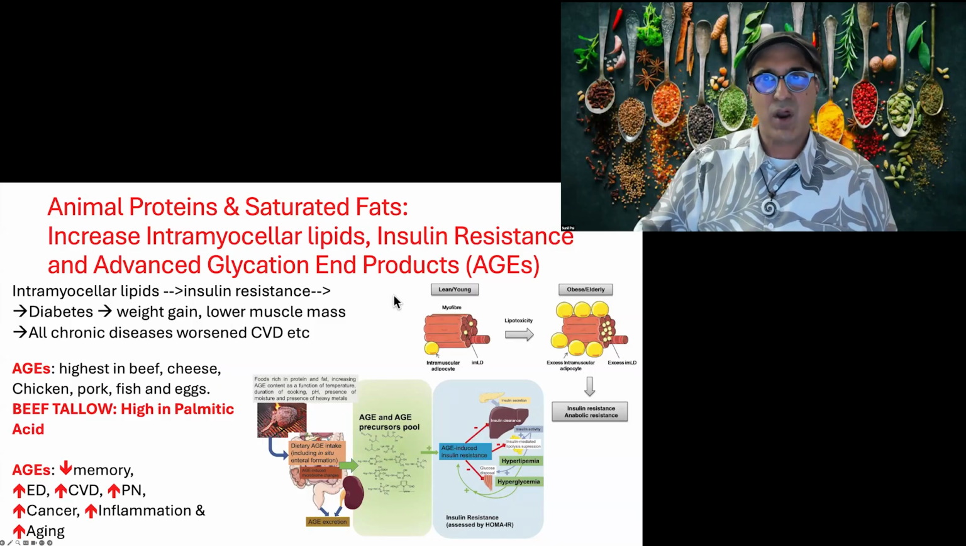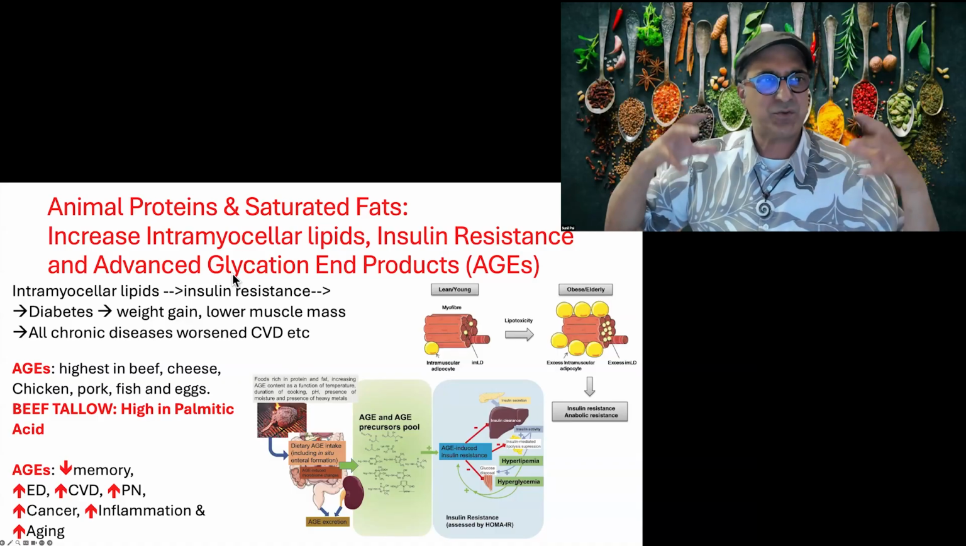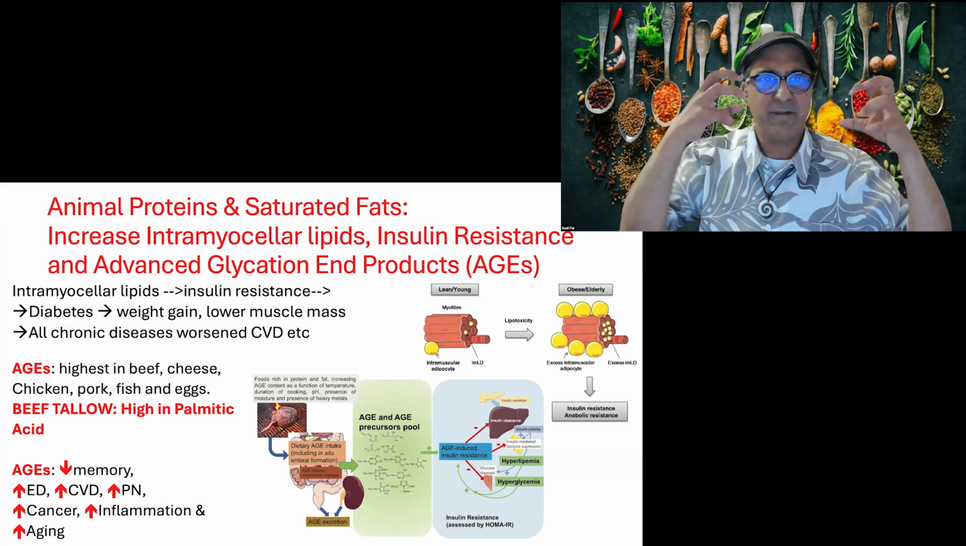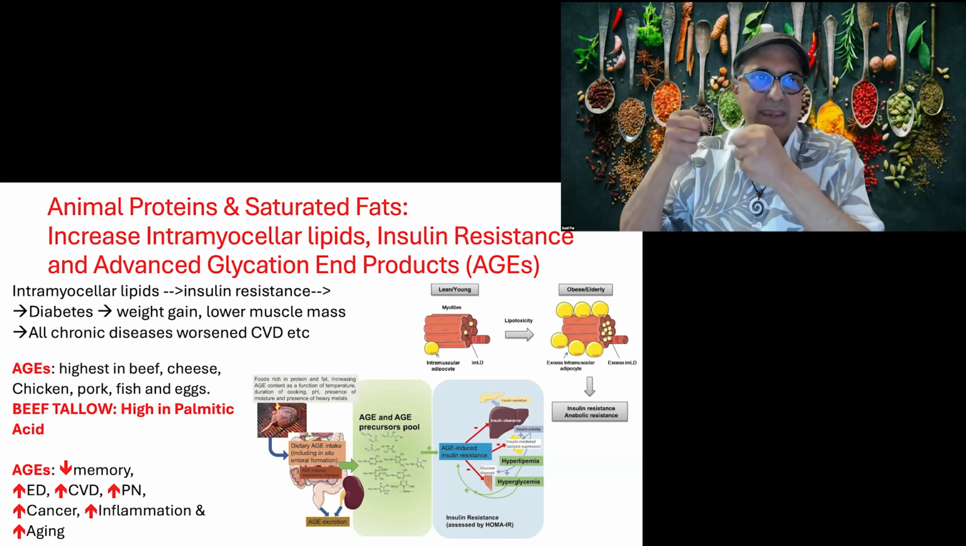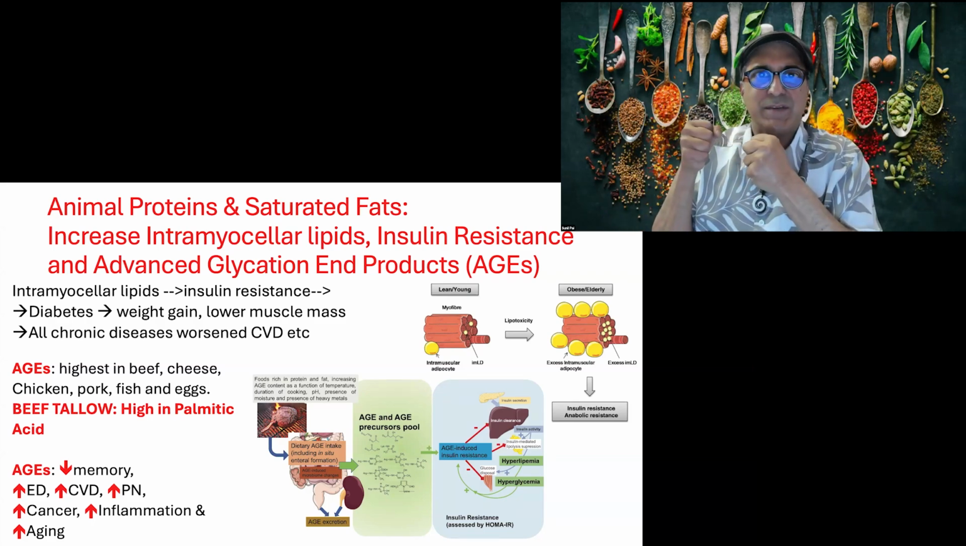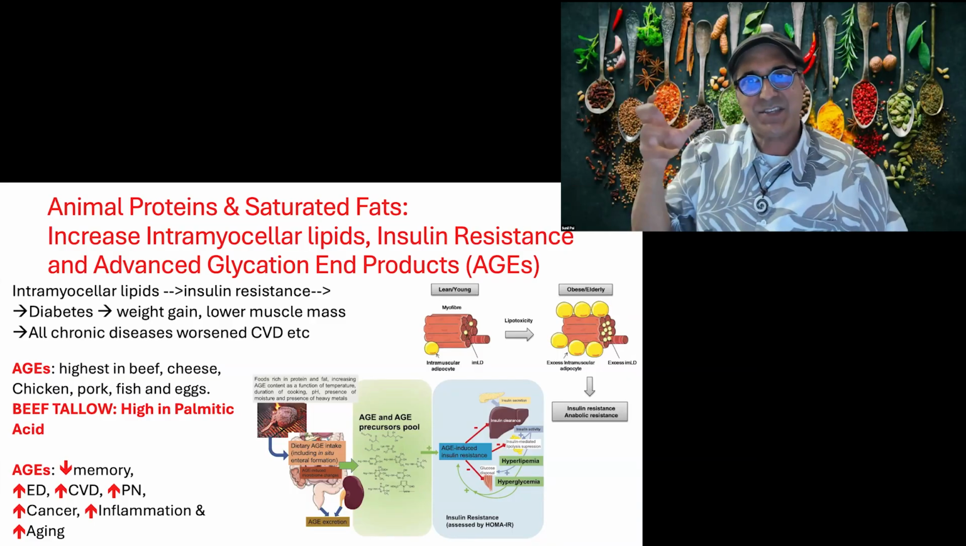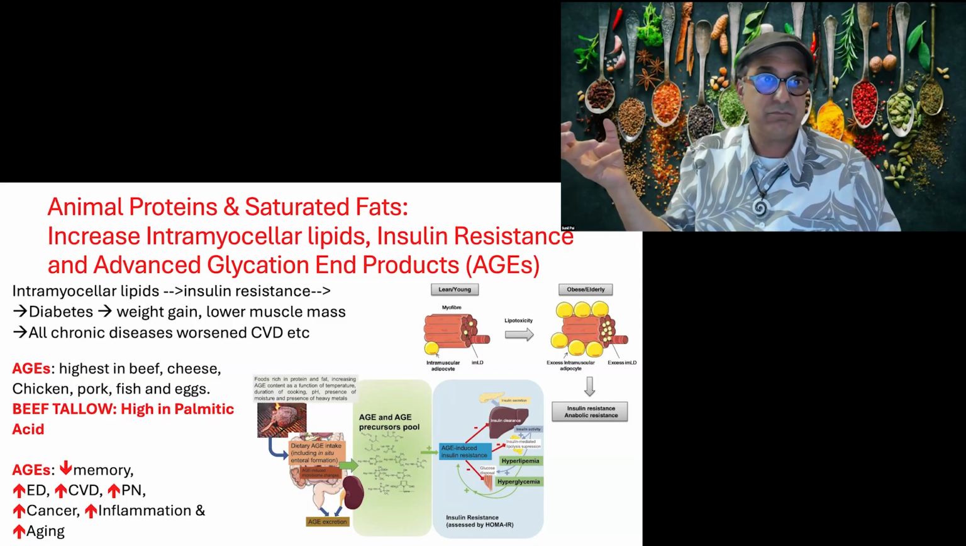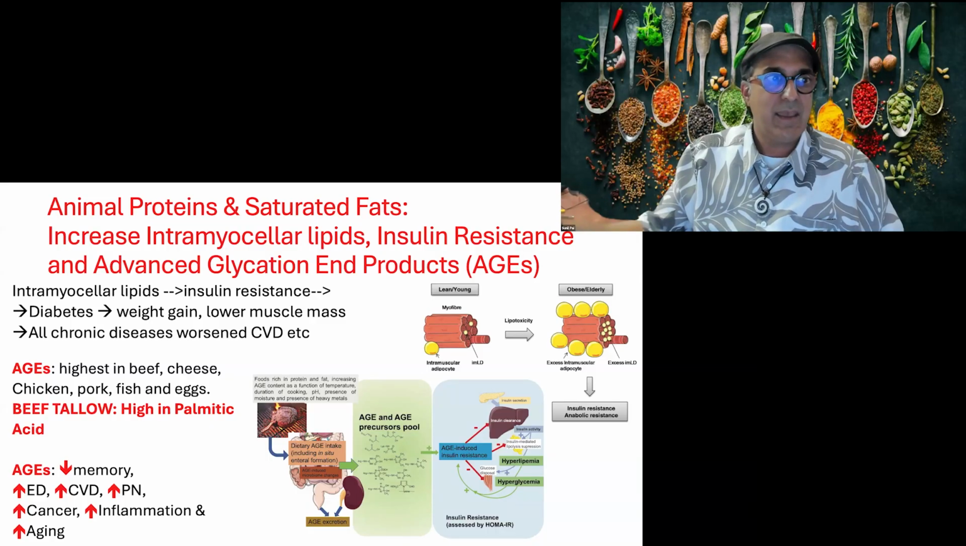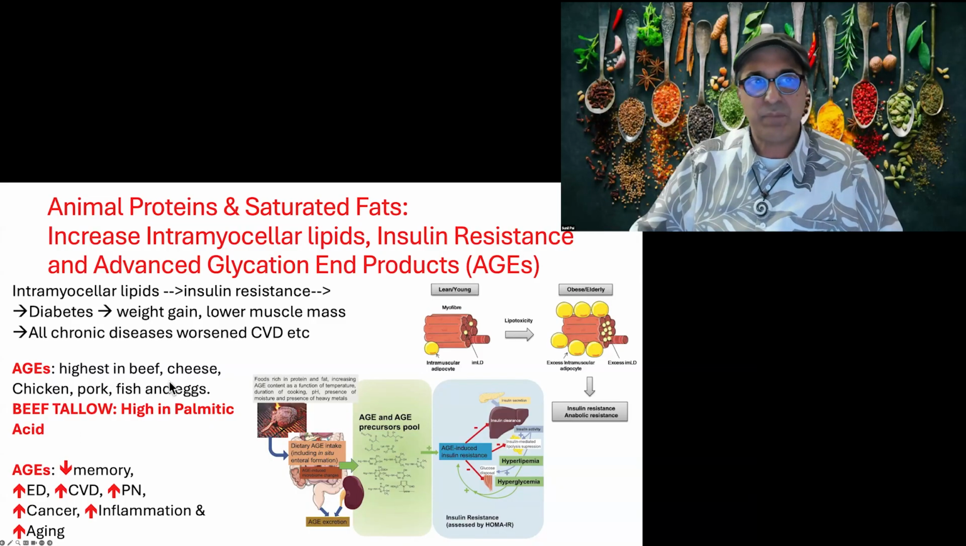Advanced glycation end products, AGEs, that's another aspect that is coming from animal proteins. And this is like a pro-inflammatory trigger. These are parts of the foods. Now that we see that we eat more of these things, it increases more inflammation. And these AGEs then cause more degeneration, right? They actually cause aging. And so when we look at this, they're highest in beef, cheese, chicken, pork, fish, and eggs.